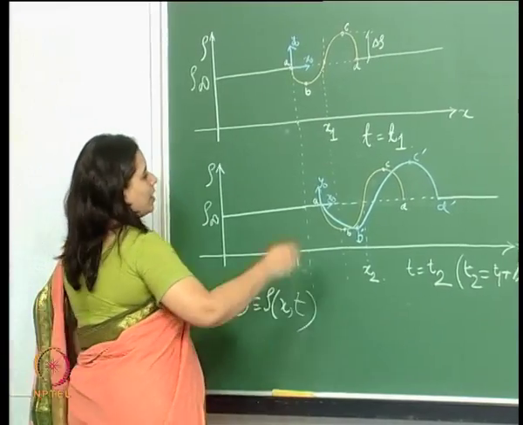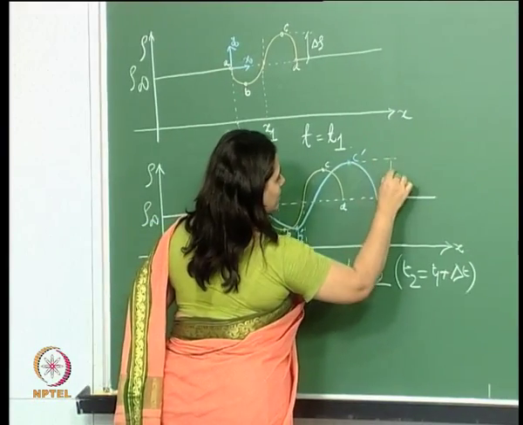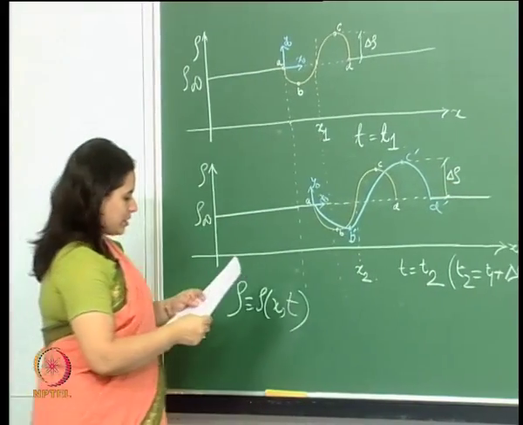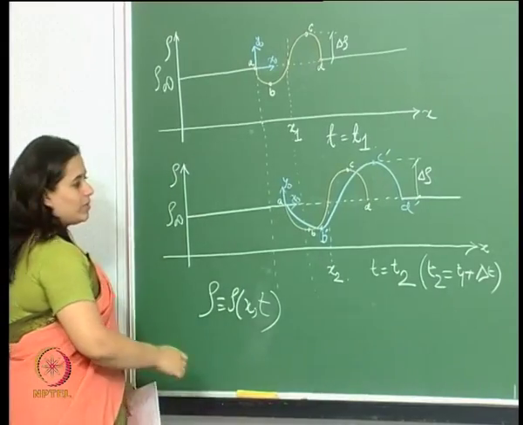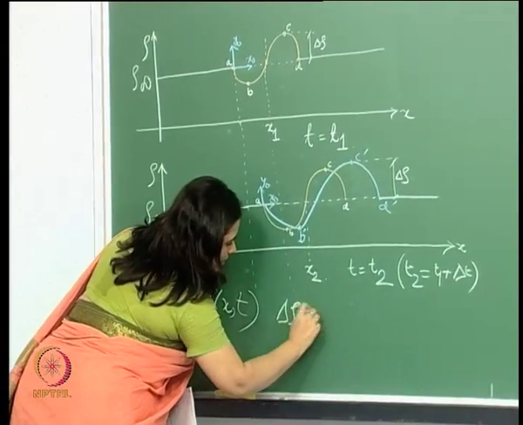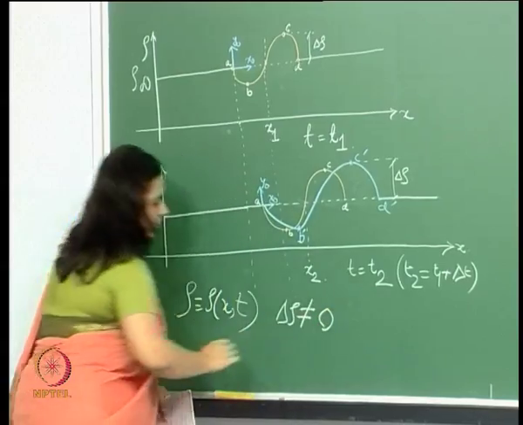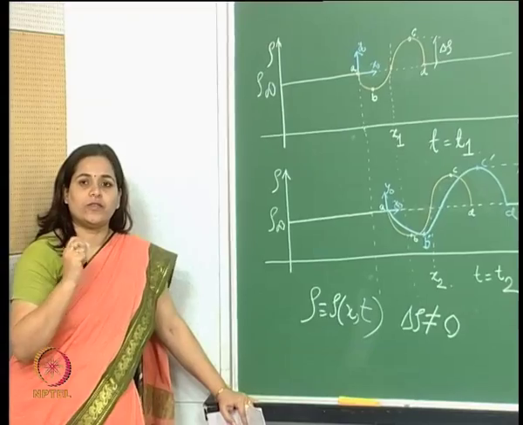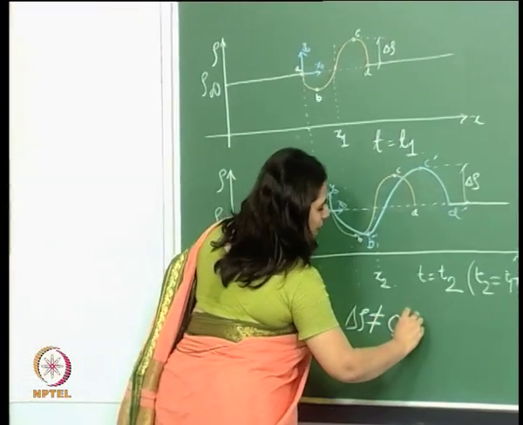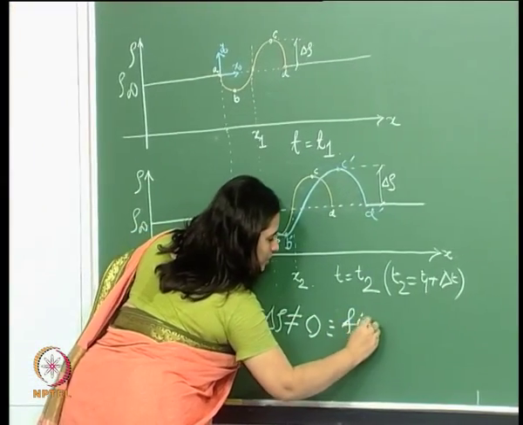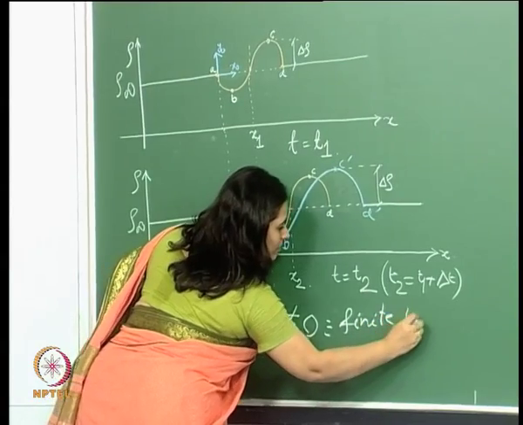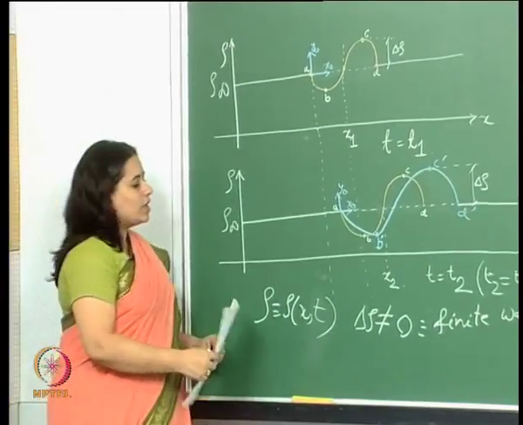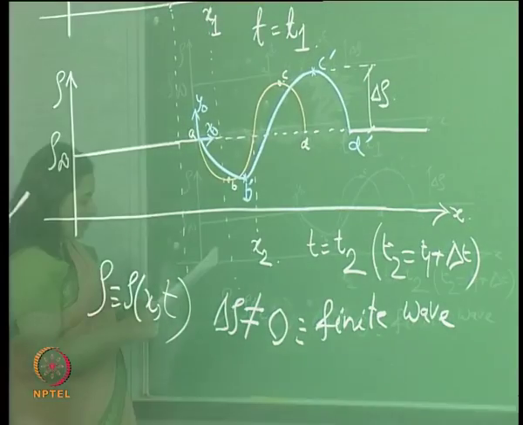Now say this, if I consider this, now every time we say this, when this is not 0 or it is non-infinitesimal, then what we have is a finite wave, right. So okay, so this is it.